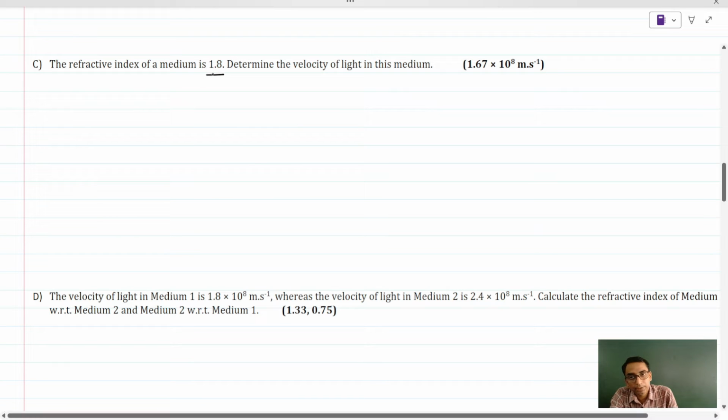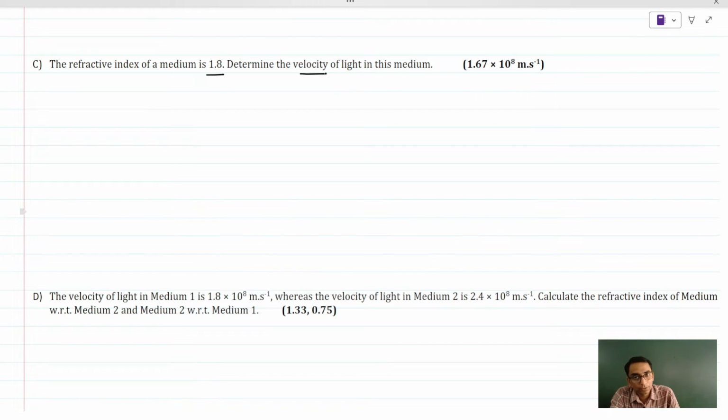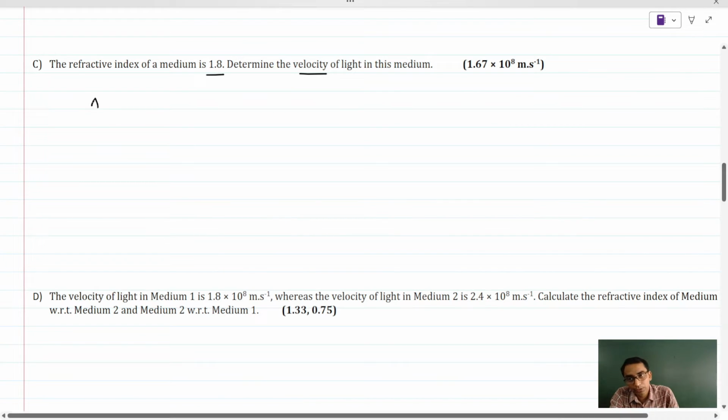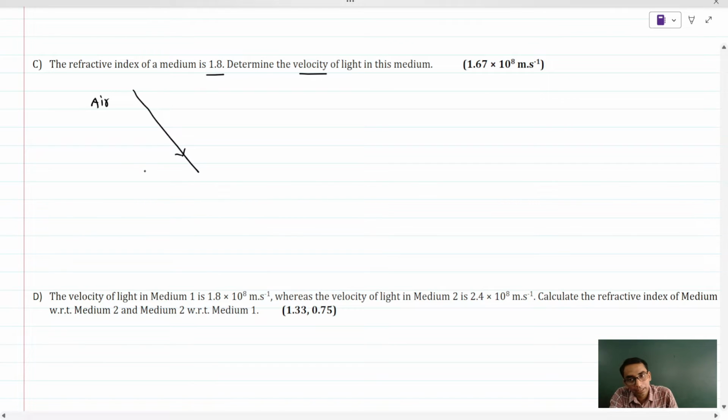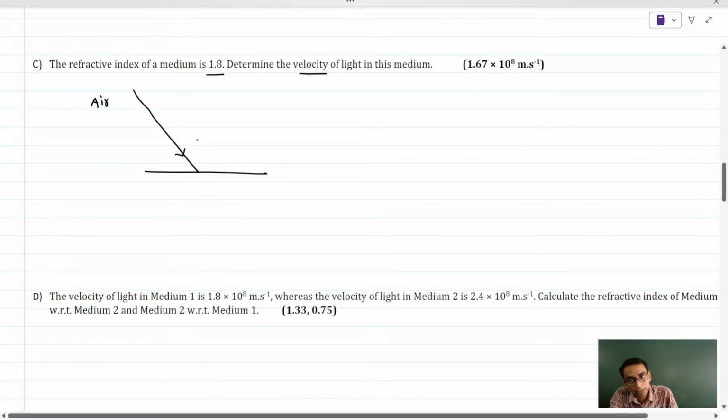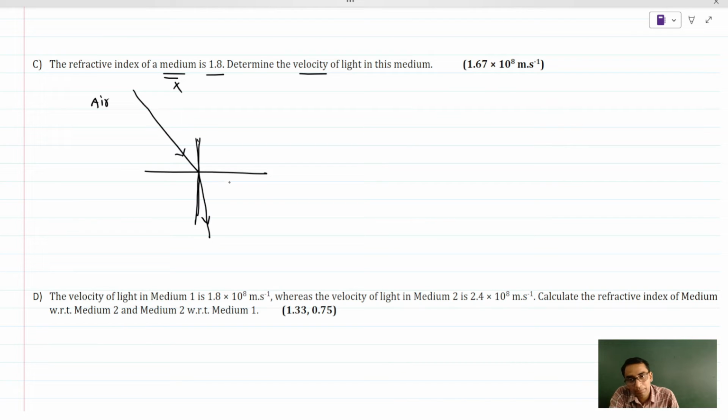Refractive index of medium is 1.8. Find the velocity, which means I'm going to consider the first medium as air. The ray of light is coming from air and it is hitting the surface and then it is going inside the other medium. Let me call this medium as medium X. And all mediums are definitely denser than the air, so it will definitely bend towards the normal.